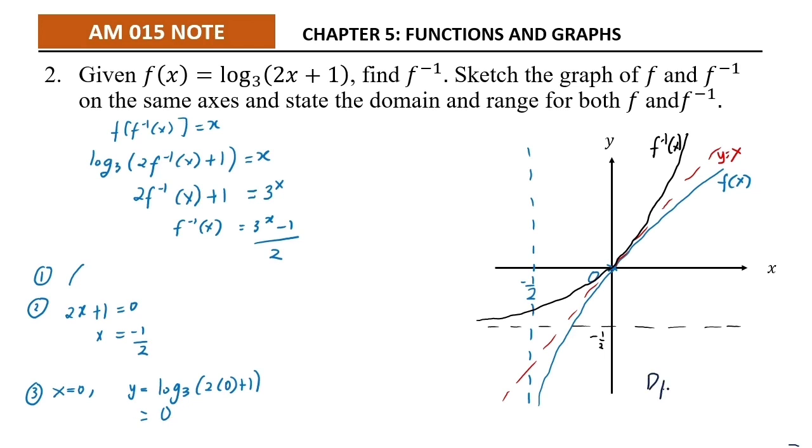Domain of f equal to range of f inverse. The domain of f is from the asymptote, negative 1 over 2, to infinity. And then the range of f equal to the domain of f inverse is from negative infinity to infinity. This is the graph for f and f inverse on the same axis.